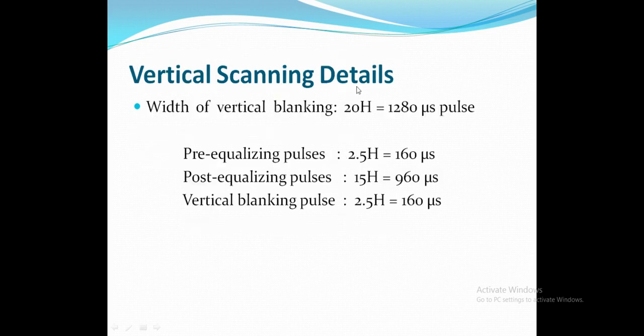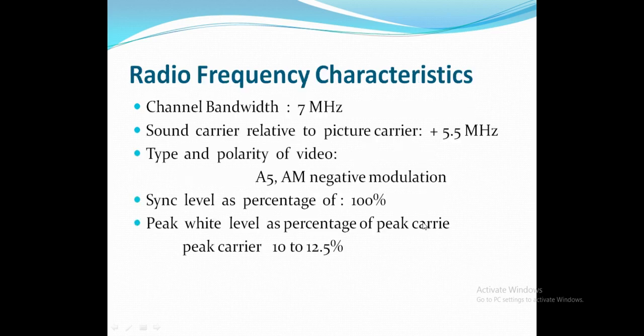Next, vertical scanning details. Here the width of vertical blanking is totally 1280 microseconds. In that, pre-equalizing pulses is 160 microseconds, post-equalizing pulses is 960 microseconds, and vertical blanking pulses is 160 microseconds.